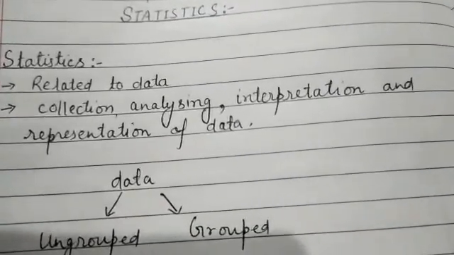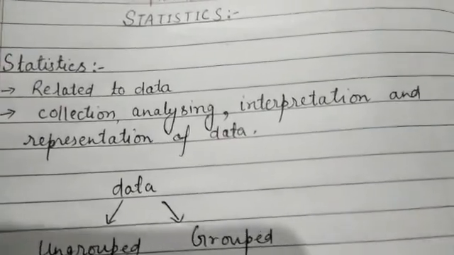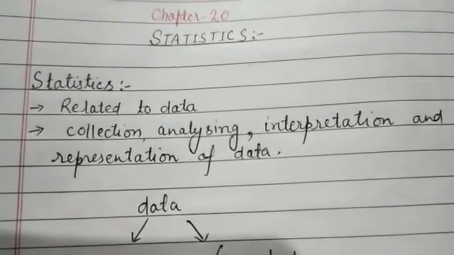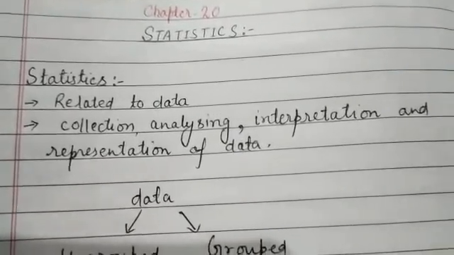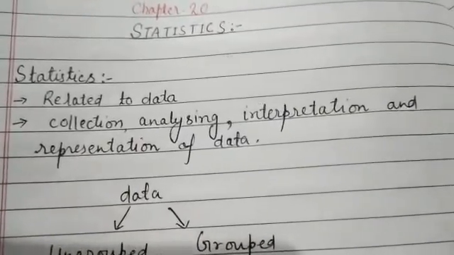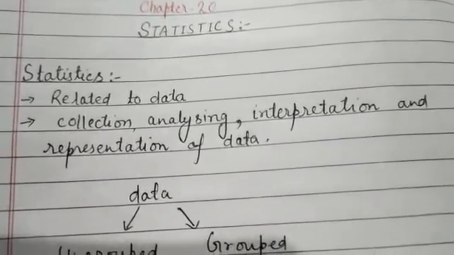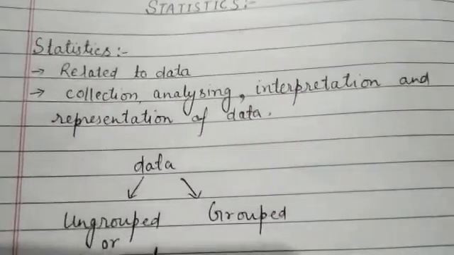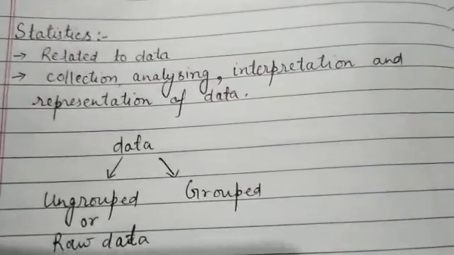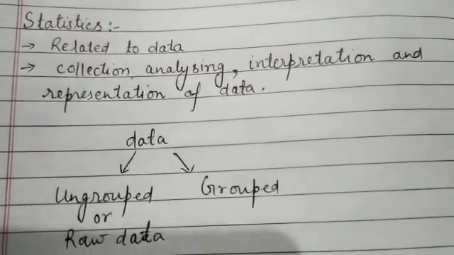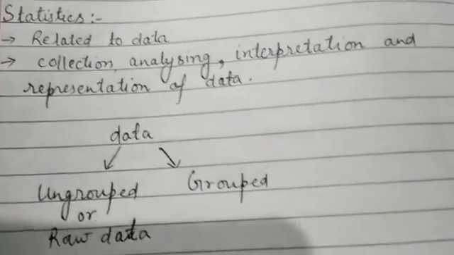Basically in our daily life we see that there are different conditions in which we need to collect, analyze, interpret and represent data. There may be different types of data, and in this chapter we will learn all these things. First, let's see what data is. Here we are talking about numerical data, which might be ungrouped or grouped data.